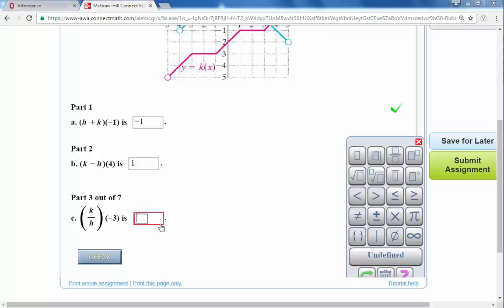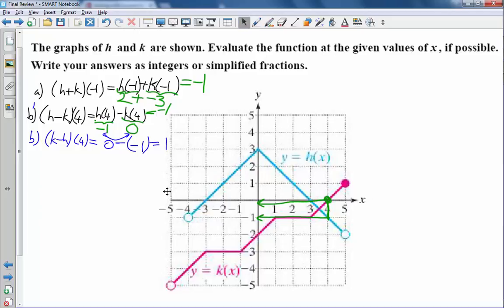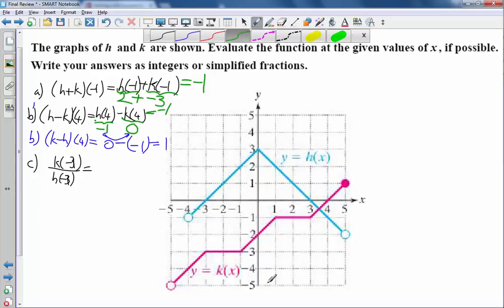See, you're dividing them at -3. Order matters. Which one is on the top? K. K of -3, h of -3. Alright, let's track the values at -3. Where's the -3? Right here. Oh, I'm lucky for the blue one. I'm already sitting on top of blue. I don't have to move an inch. Just go hit the y value, 0.